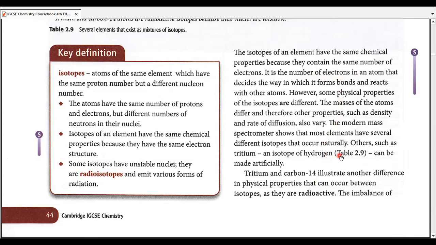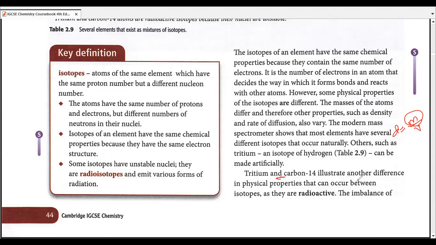However, there are some properties which are different for different isotopes, but those are physical properties. Those actually depend upon the masses of atoms. And therefore, other properties such as density and rate of diffusion also vary because they are dependent on the masses of atoms. I hope you understand from physics that density is equal to mass over volume, and this is dependent upon mass, so the value of density is different for different isotopes.